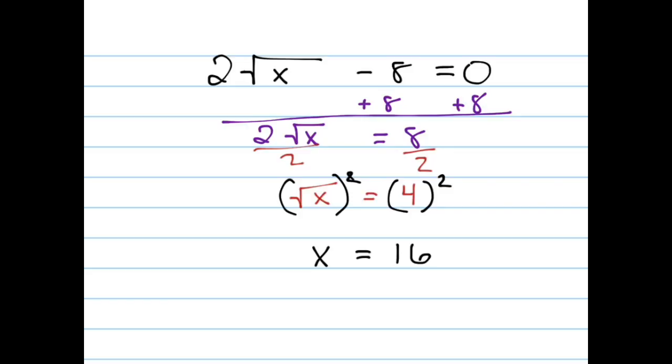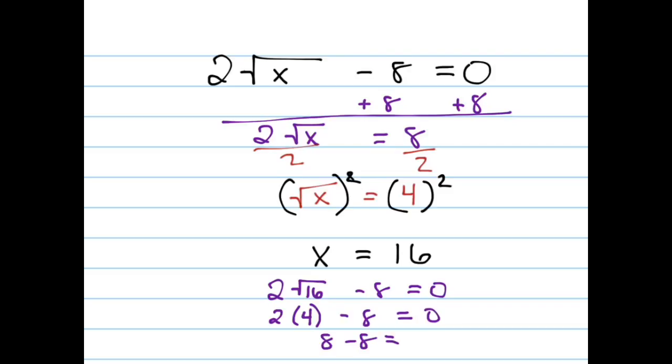How will we know if we're right? Check it. Does 2 radical 16 minus 8 equal 0? What's radical 16? Does 2 times 4 minus 8 equal 0? Well, 2 times 4 is 8, right? Yep, and then 8 minus 8 is 0. That means 16 is the correct answer.